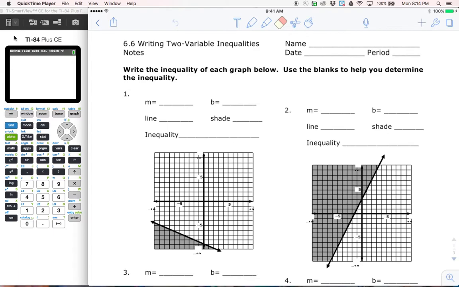6.6, writing two variable inequalities. What we're doing today is we are doing what we've been practicing only in reverse. So you're given an inequality graph today, and we are actually writing the inequality itself.